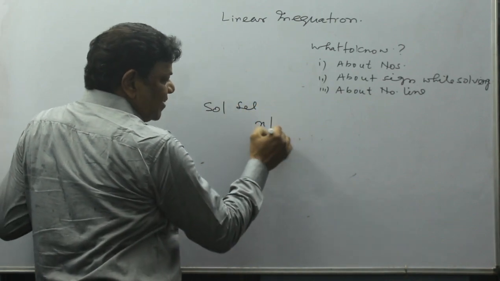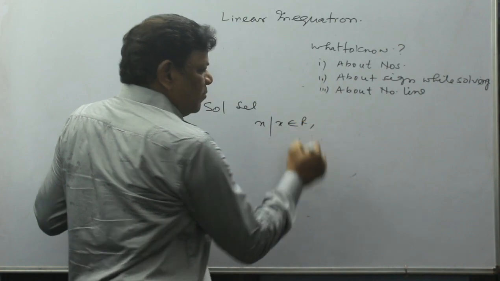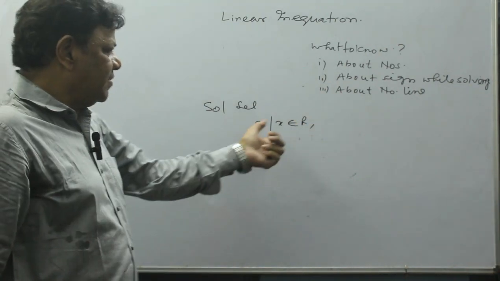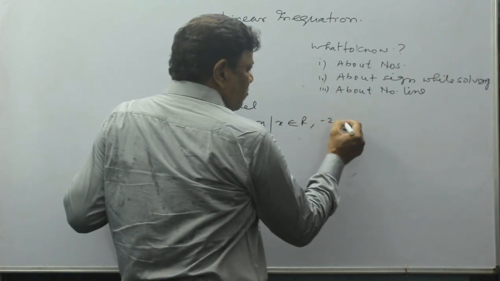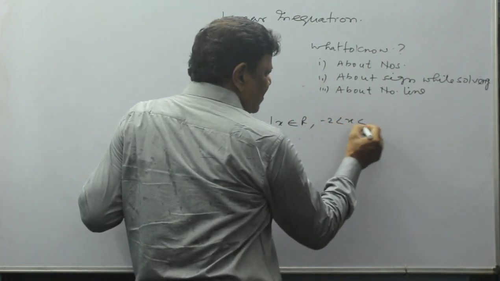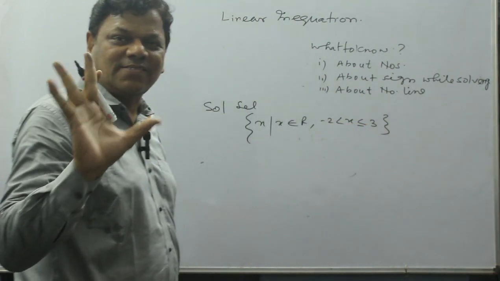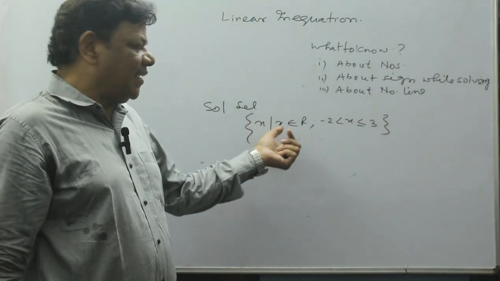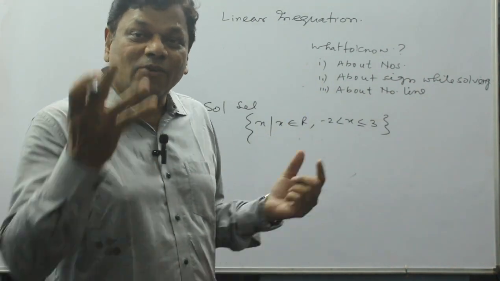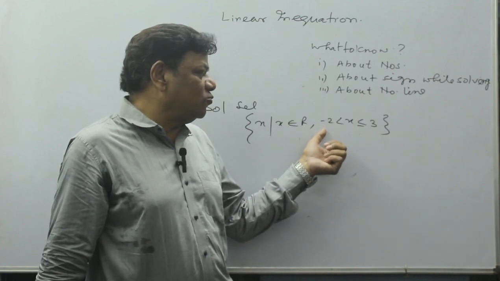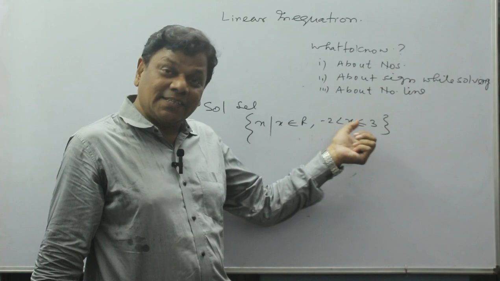What is x such that? X such that x belongs to real number. This is called such that. And what is given here? Minus 2 less than x less than or equal to 3. Try to understand this very nicely. X such that x belongs to R. So what is x? X is a real number. What is the real number range given? Minus 2 to 3.